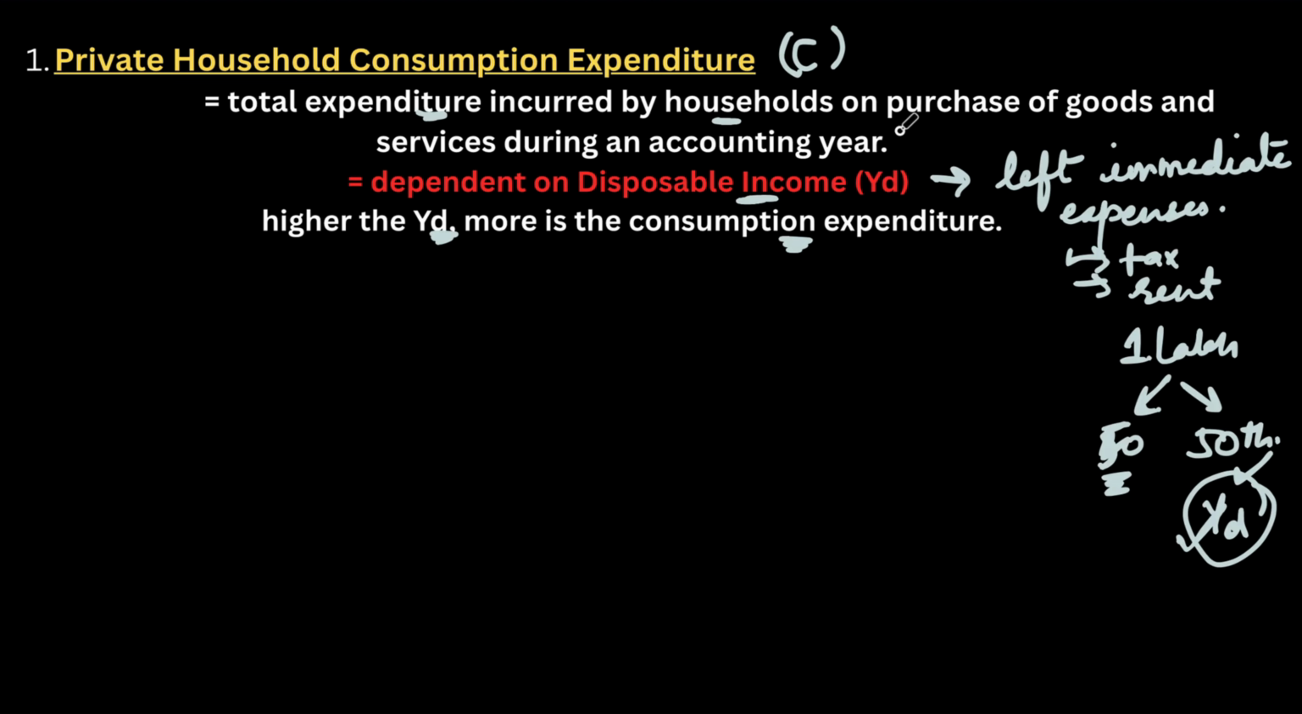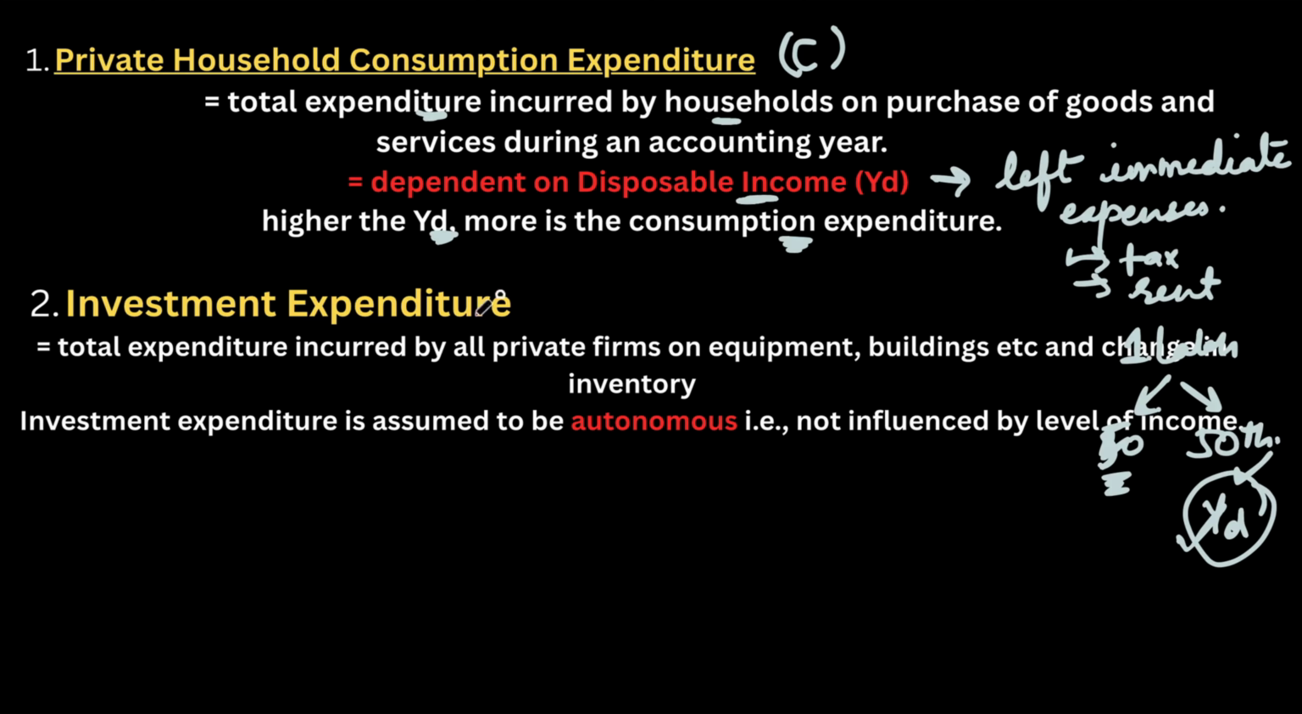Okay, now next is investment expenditure. Investment expenditure is incurred by private firms. So what all do we purchase as a producer? If you have a business, what all will you purchase? You will purchase one as capital good.